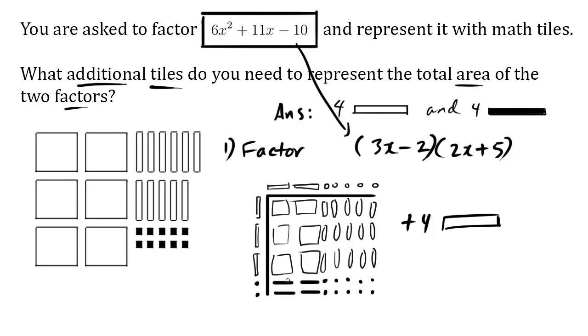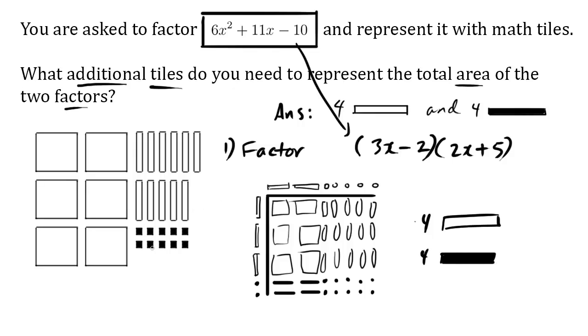Now what about these negative sticks? We have none to begin with. So to represent the total area, we actually need 4 more negative sticks. So we need 4 of these, and we need 4 of the negative sticks as well. So we need 4 of these.